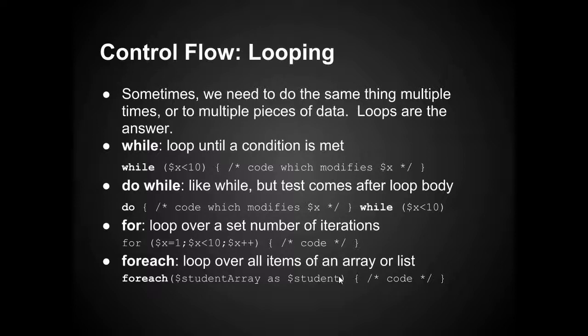But that's something to always watch out for. You always need to be modifying something about your loop condition within a while loop body. Same thing with a do while. If we don't modify x inside this loop body, then our condition will always be true.